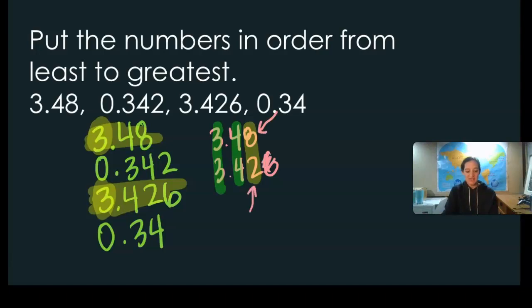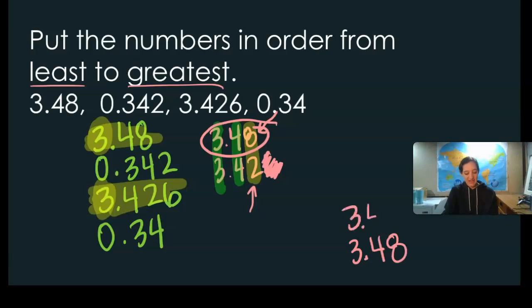So I don't even need to look at the 6. I can just tell that 8 pennies is bigger than 2 pennies. So that number is the greatest. And we're supposed to go in order from least to greatest. So I'm going to put this down on the bottom. It is the greatest. And that means the other one that has 3 wholes is the next greatest. Okay. All right. So now what I'm left with, I'm going to erase this out of the way.